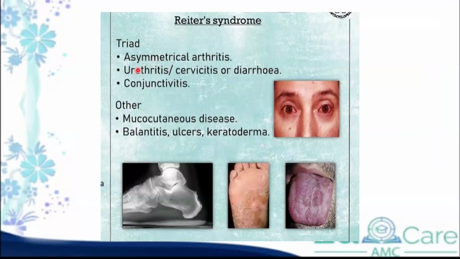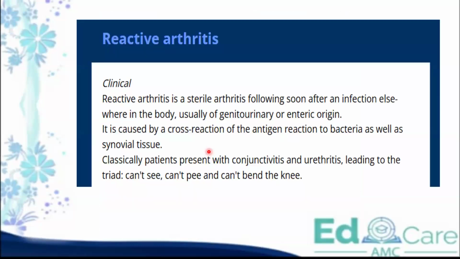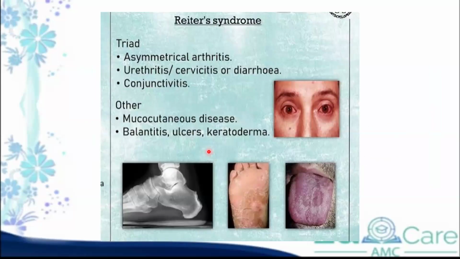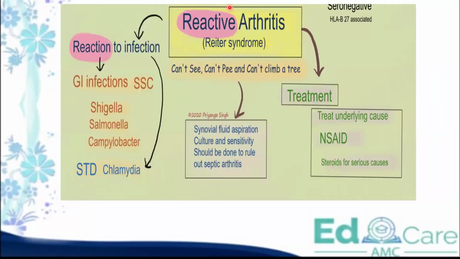Asymmetrical arthritis, it can be monoarthritis, urethritis. Another associated one is cervicitis. So you can have cervicitis or urethritis and conjunctivitis. Right? Diarrhea is not a part of it. Diarrhea will be the past history, right? And then you can get other associated stuff also like this, right?